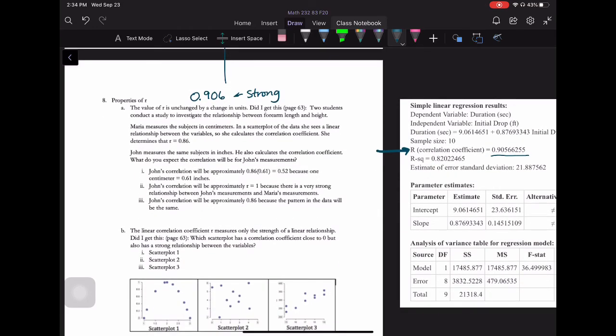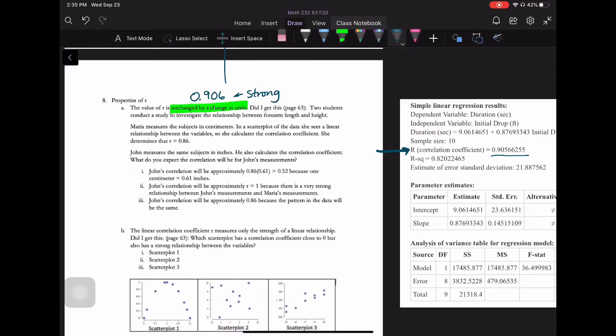The value of R is unchanged by units. Okay, that's really important. It doesn't matter if I go from Fahrenheit to Celsius or not. The strength of R doesn't change when you're changing between units.